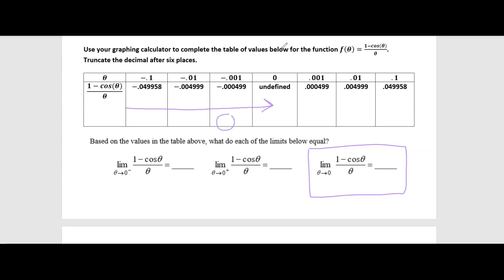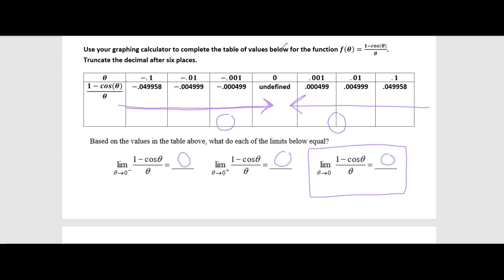As I approach 0 from the left-hand side, we are approaching 0. These numbers are getting less and less negative. On this side, the numbers are decreasing, and we are also approaching 0. So both of our one-sided limits are 0, which means our actual limit is 0.